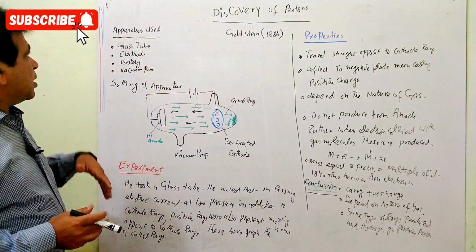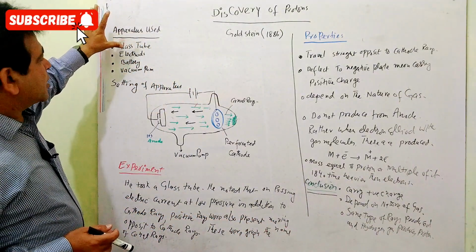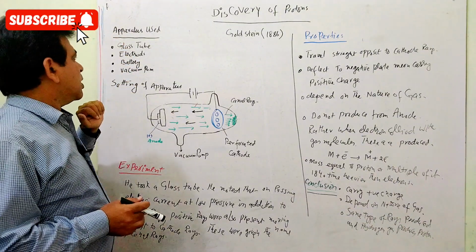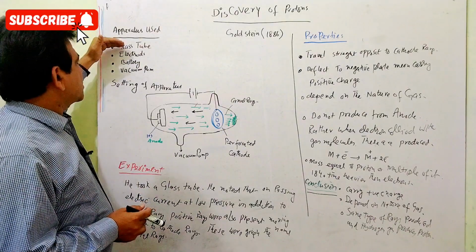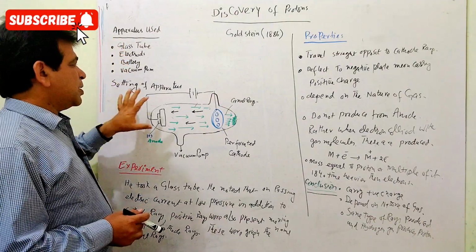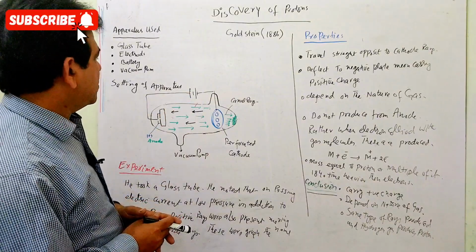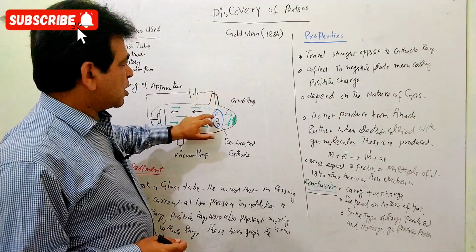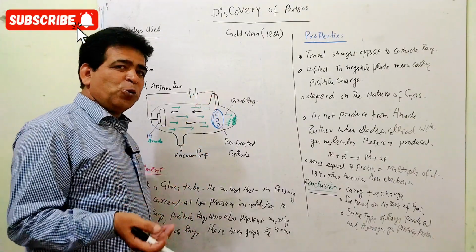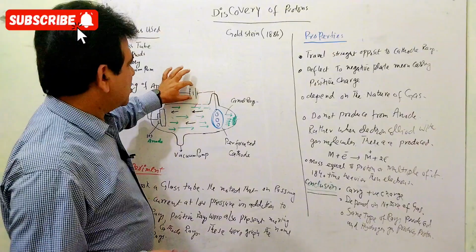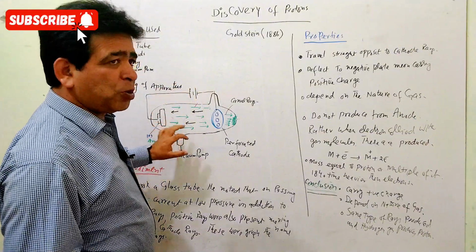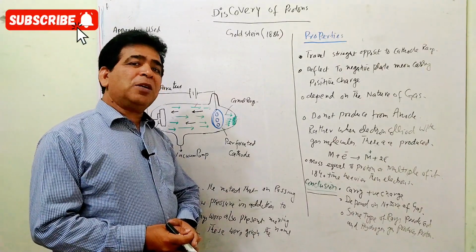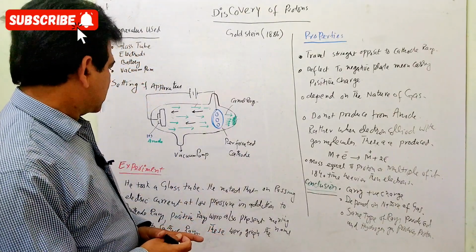The apparatus used for this experiment is the same as that used by William Crookes. It consists of a glass tube, electrodes, battery, and vacuum pump. The setting of the apparatus is shown in this diagram. It has an anode and a cathode, but its cathode is perforated, meaning it has holes in it, and it is connected with a battery, and there is a vacuum pump to reduce the pressure inside the discharge tube, as William Crookes did in his experiment.